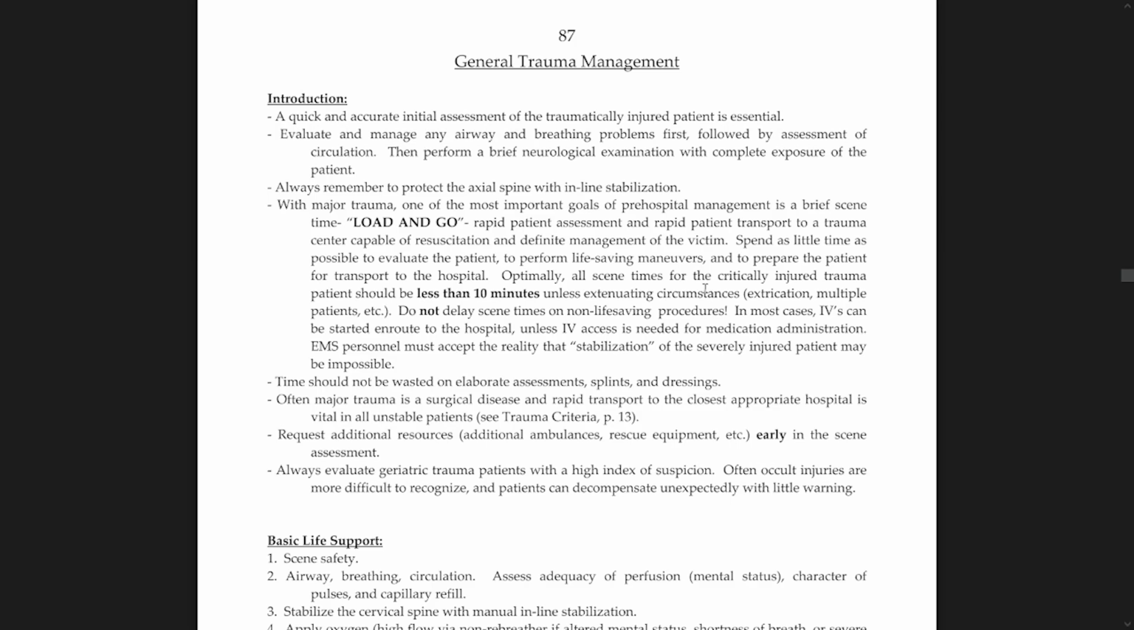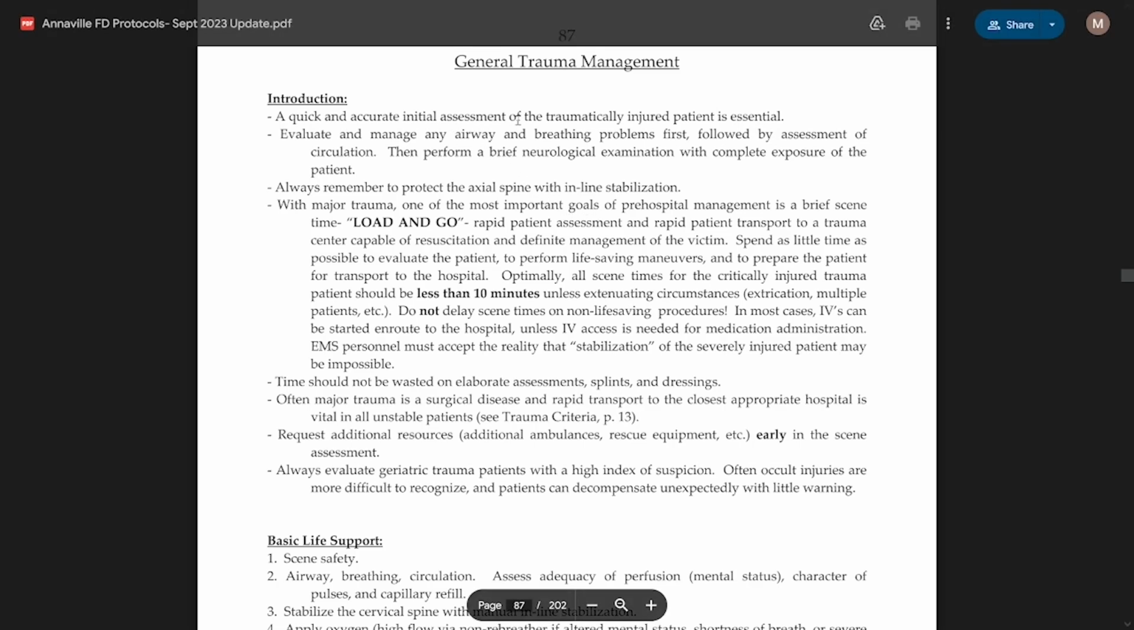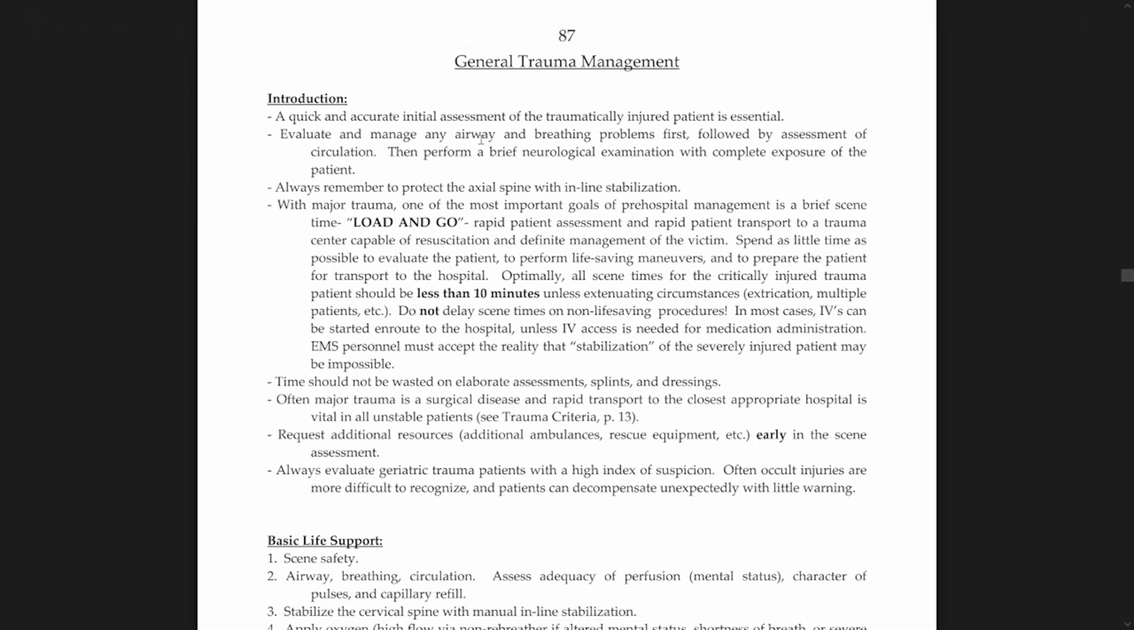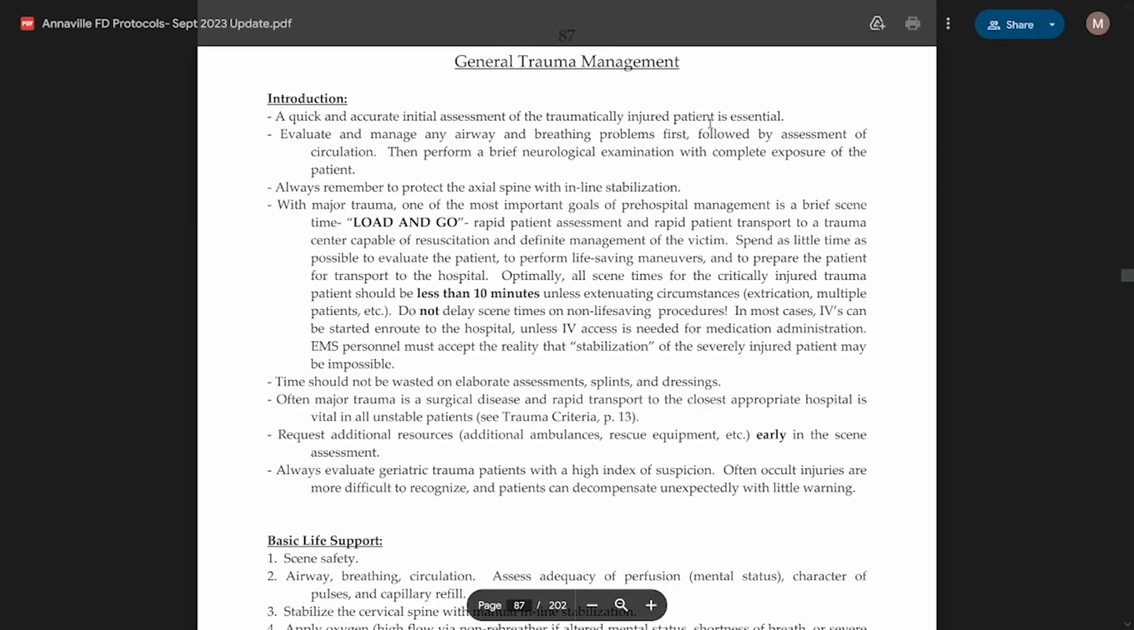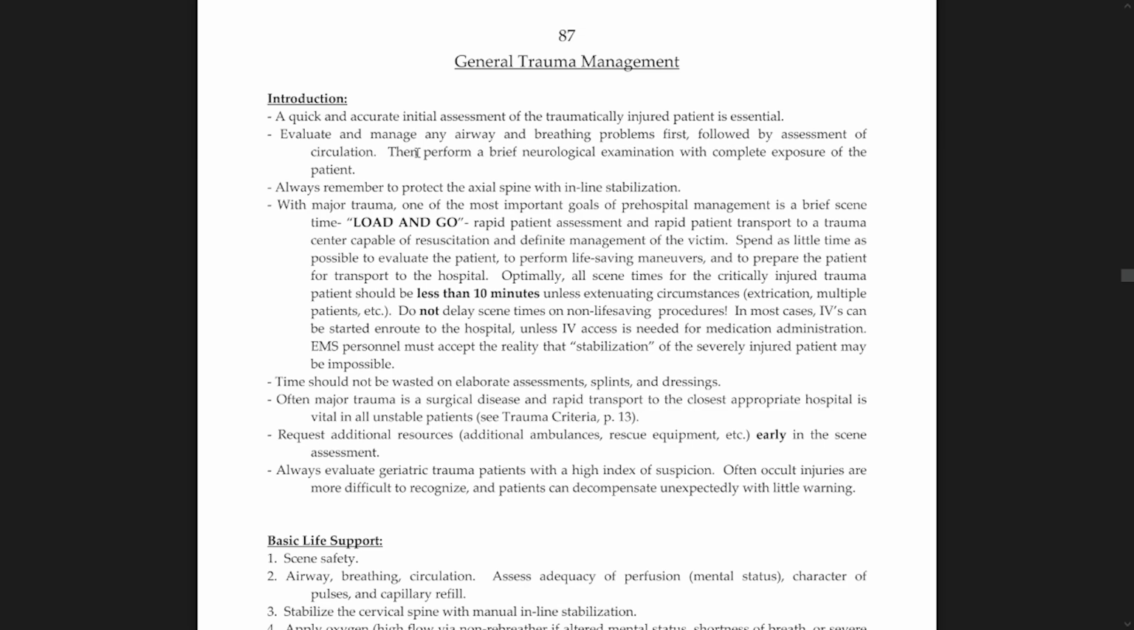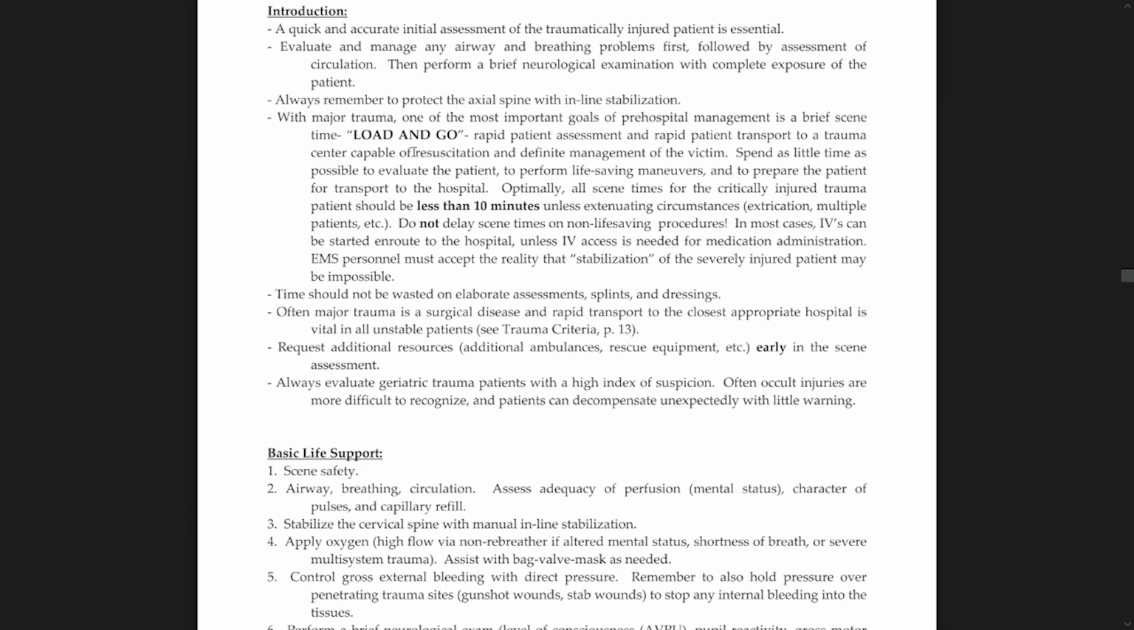So, general trauma management. To introduce this topic, it's a quick and accurate initial assessment of the traumatically injured patient. It's very essential to do so. You want to evaluate and manage any airway and breathing problems first, followed by an assessment of the circulation. Then, perform a brief neurological examination with complete exposure of the patient. Always remember to protect the axial spine with inline stabilization.